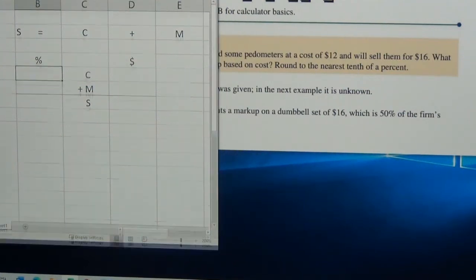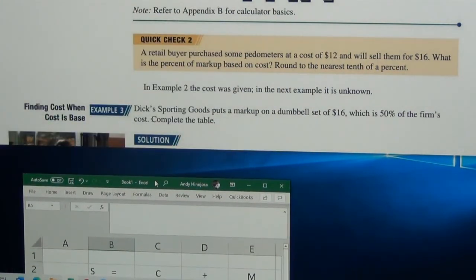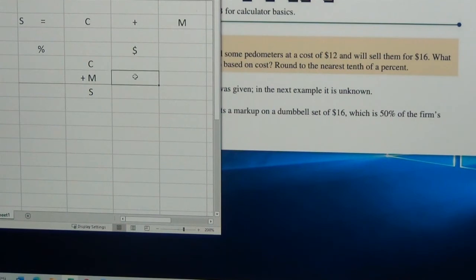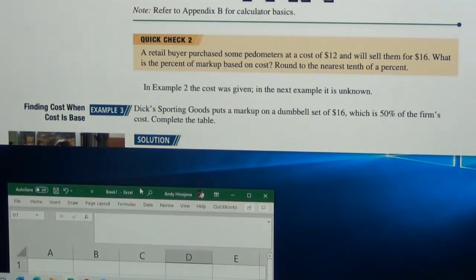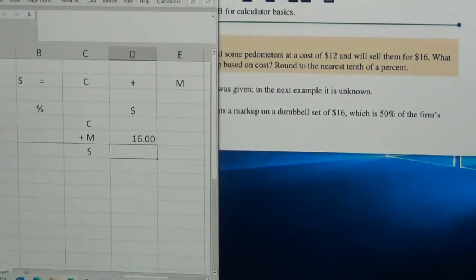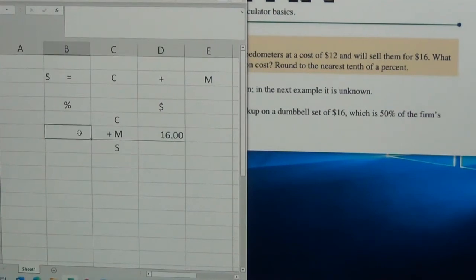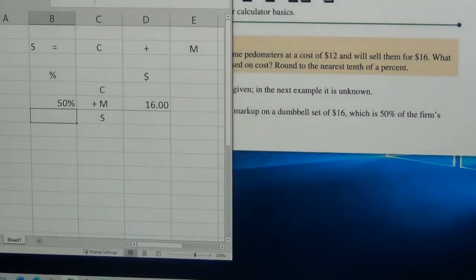Anyway, let's go ahead and look at the problem. The problem says a markup on a dumbbell set of $16, so they gave us the markup of $16. They tell us that the markup is 50% of the firm's cost. So now they're saying 50% here. Complete the table. Now this seems like we don't have enough information, but we really do. What do we know? We know that the cost is 100%.